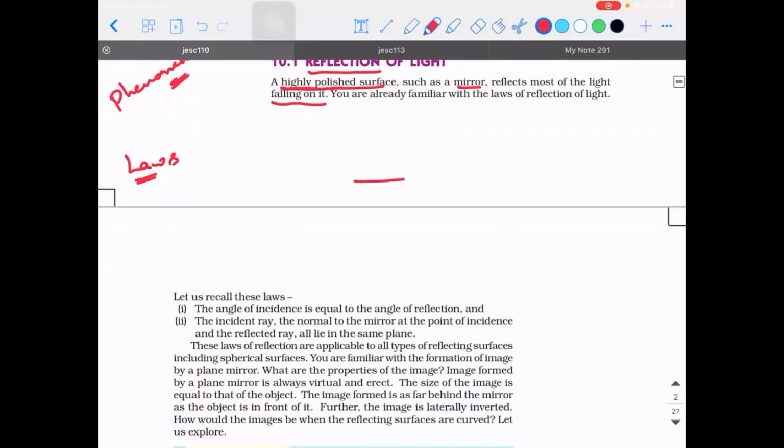Angle of incidence is equal to angle of reflection. Accepted. Next, the incident ray, the reflected ray, and the normal all lie on the same plane. Same plane.